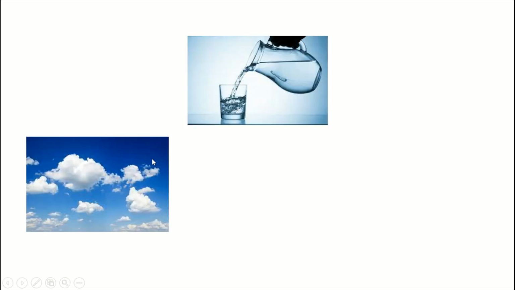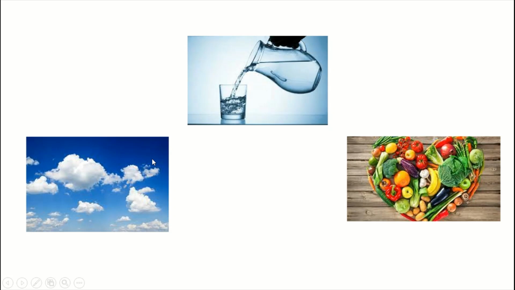Which are the most important resources for sustaining life on Earth? So the answers are air, water and food. So today's video is on water. Water acts as a very important resource for all living organisms as it sustains life and even acts as a habitat. And so, life on Earth cannot be sustained without water.